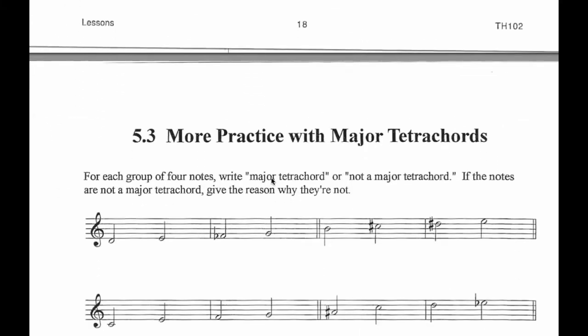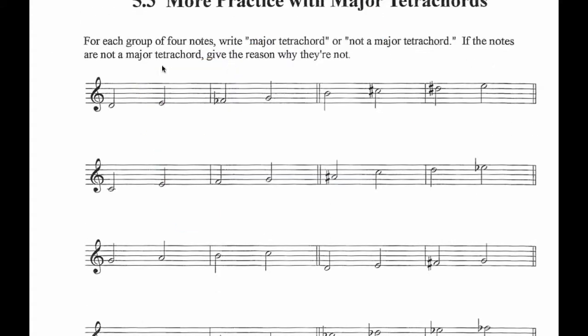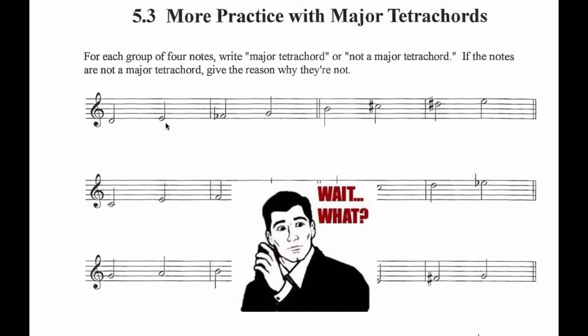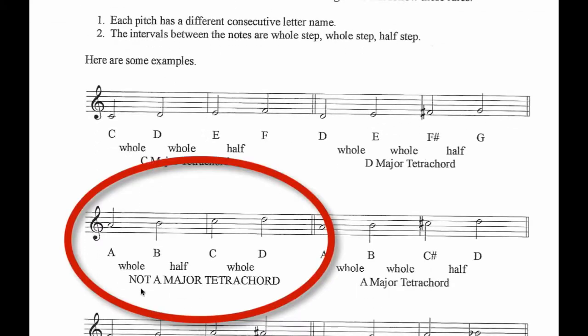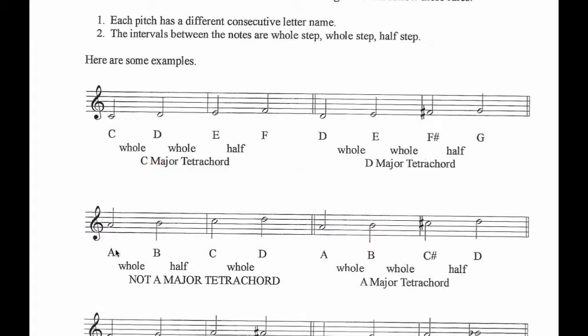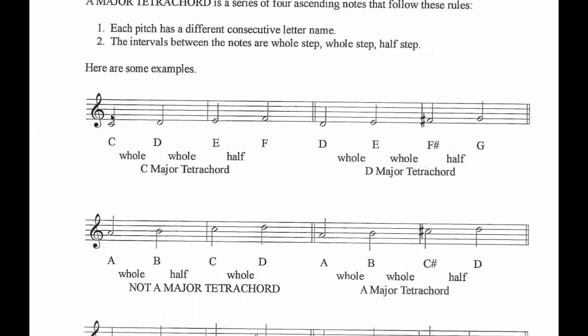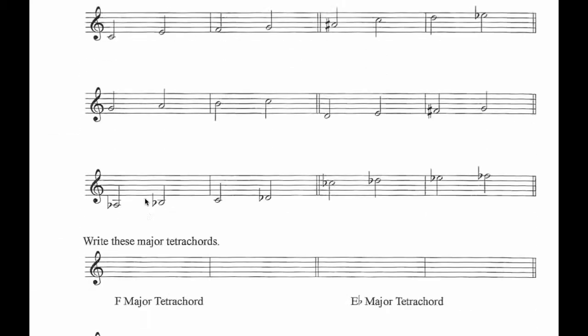And we have more practice with tetrachords. If the notes are not a major tetrachord, give the reason why they're not. This requires some critical thinking. And they did this for you. Not a major tetrachord because it goes whole, half, whole instead of whole, whole, half. Use these 2 rules to know whether or not 4 notes are major tetrachords.